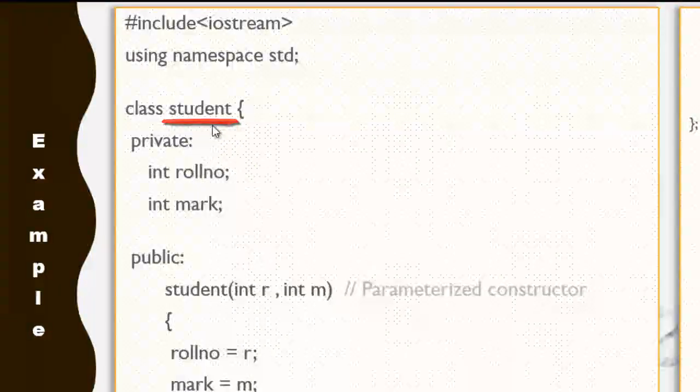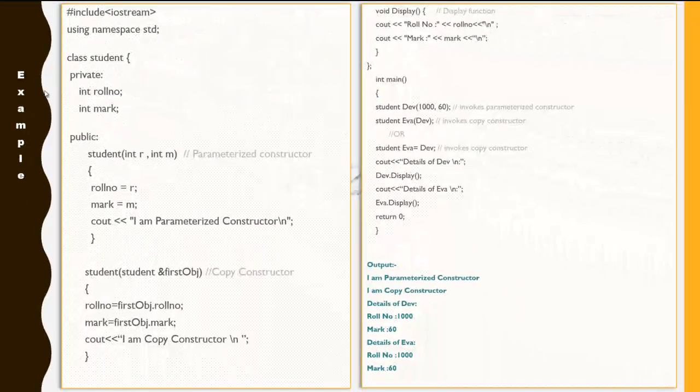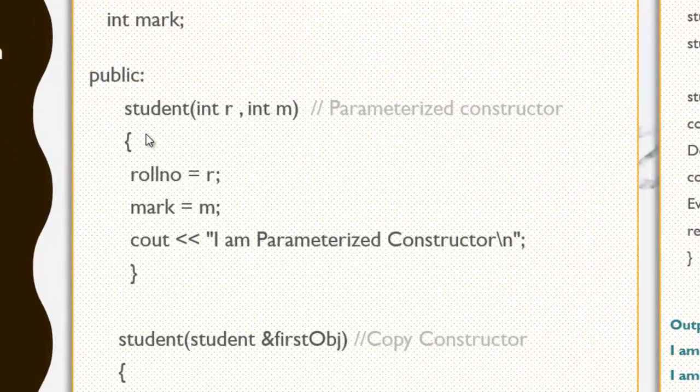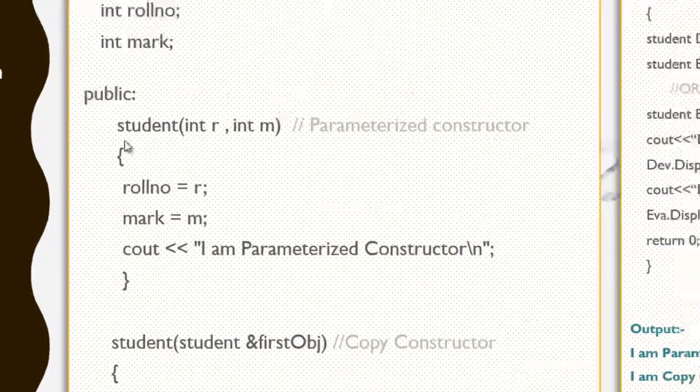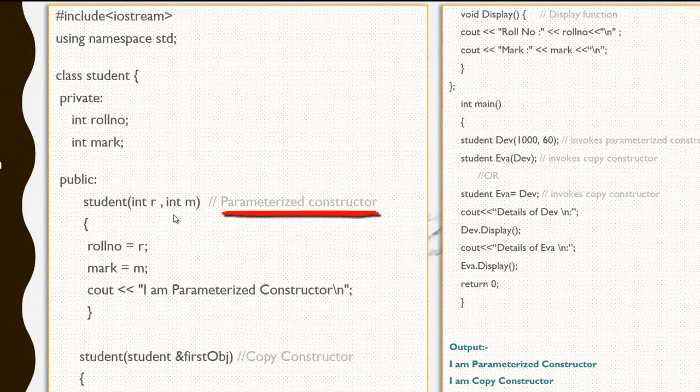And we know that in a class we have two types of members. They are data members and member functions. In this class we have two data members, roll number and mark. In the public part we have three member functions. Let's look at the first function. The function name is student. It is similar to the class name, so this is a constructor. And look at the parenthesis. Two values are passed here. This is an example of a parameterized constructor.